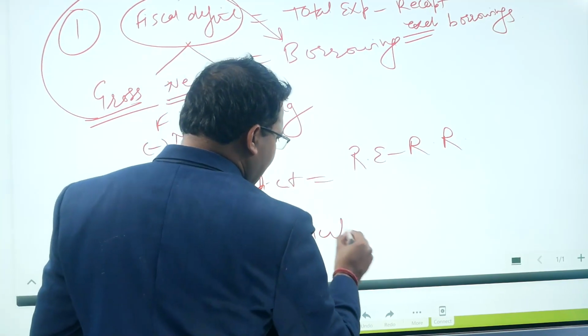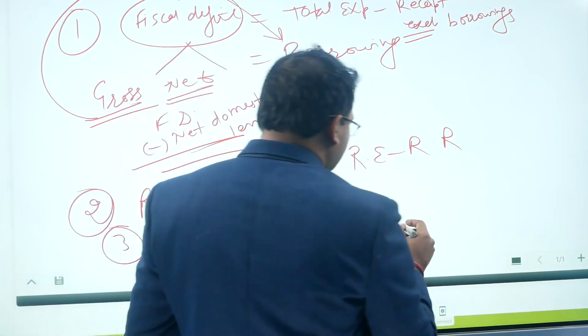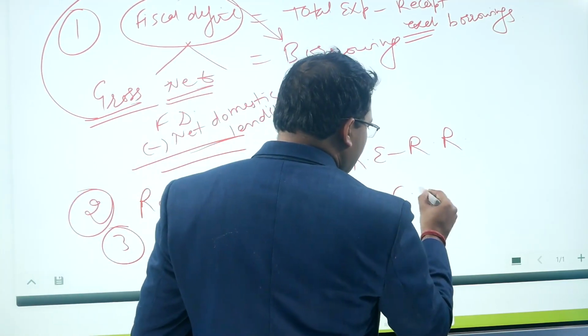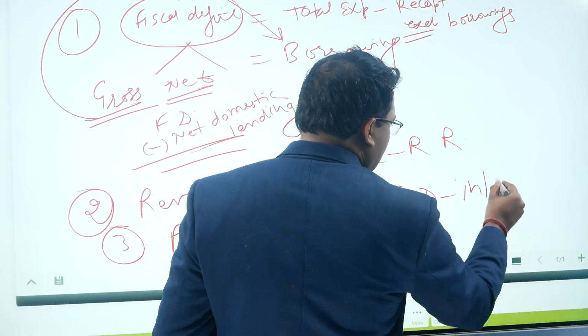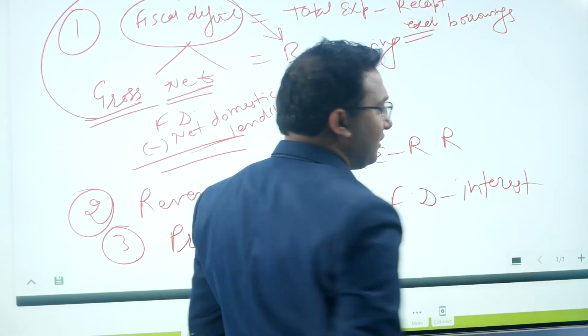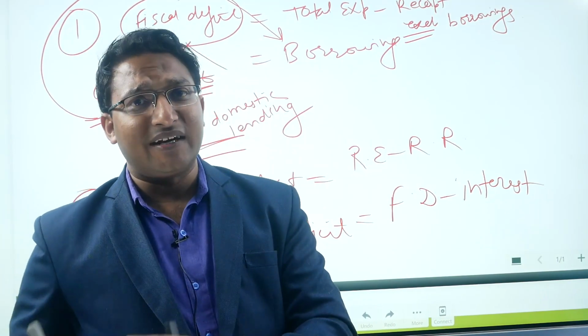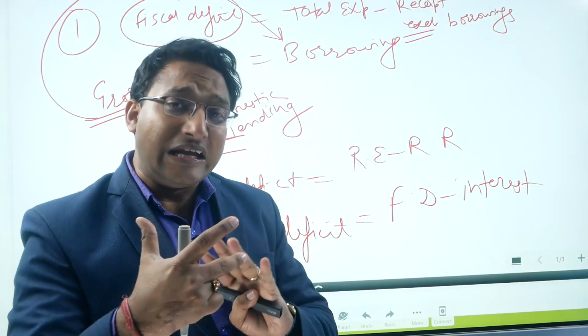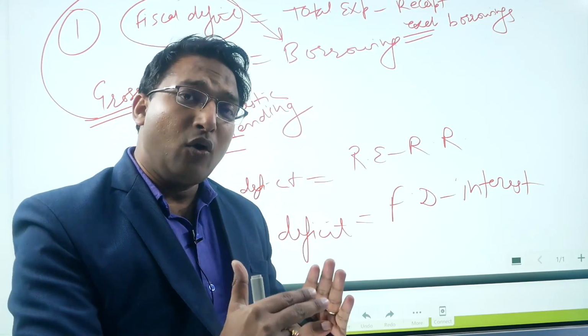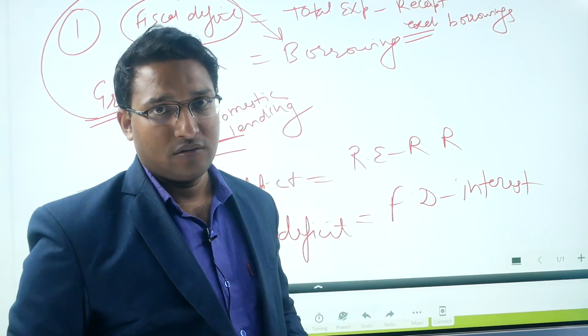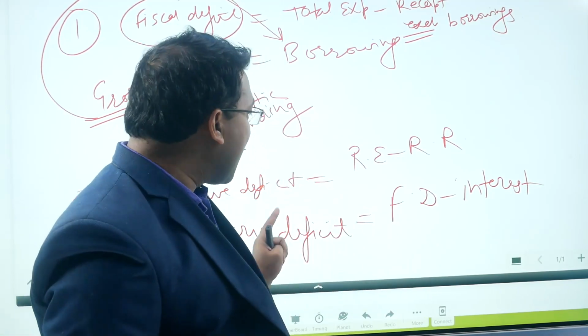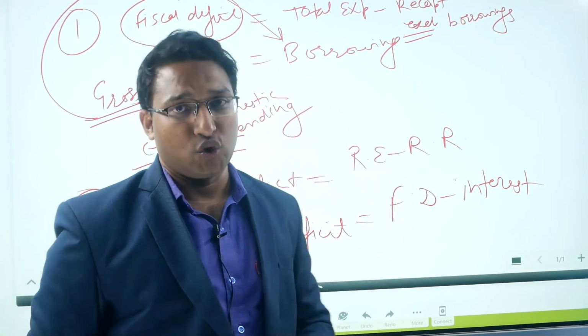Primary deficit is basically the fiscal deficit minus the interest payment. So how is this primary deficit different from the fiscal deficit? In the fiscal deficit, we are including both the borrowing amount and the interest cost. In case of primary deficit, we are excluding the interest cost.